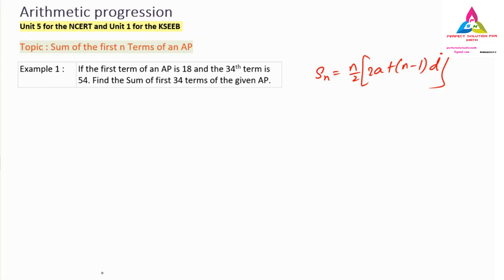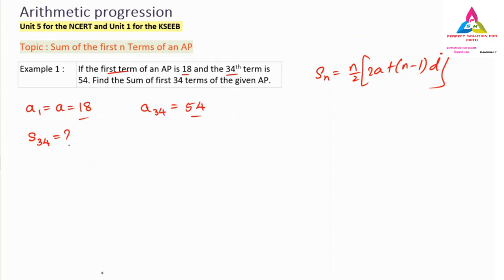That is nothing but the formula for when the first term and the last term are given in the question. If the first term of an AP is 18, what have they given? They have given a1, that is a, which we can take as 18. Second, what they have given is the 34th term, a34, and a34 is 54. These are the two things they have given, and they have told you to find the sum of first 34 terms, that means you have to find S34. That is very important to find over here.